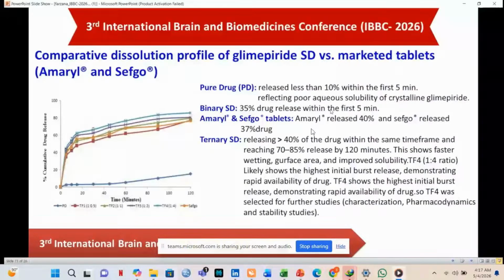So the pure drug releases only 10% in 5 minutes. Binary drug formulation shows 35% drug release. The marketed product shows 40%. Step 4 shows 40%, and the ternary solid dispersion release was more than 40% within the 5 minutes. Next step is the FTIR study.